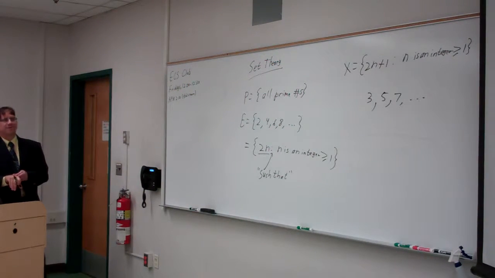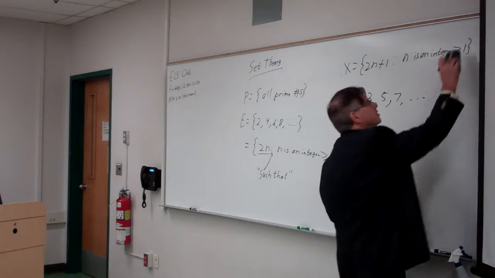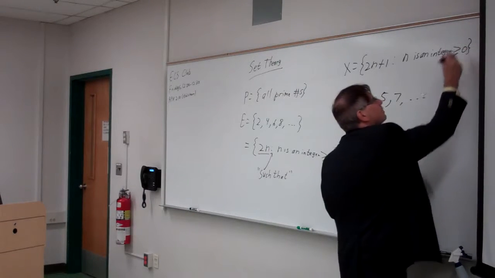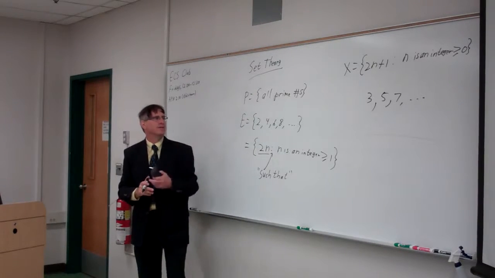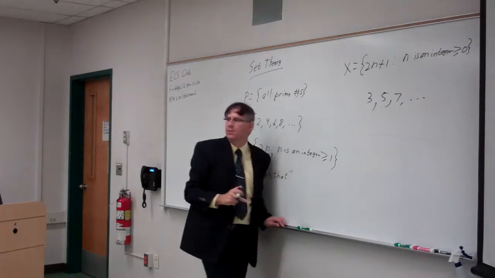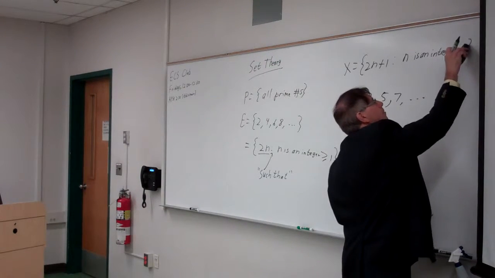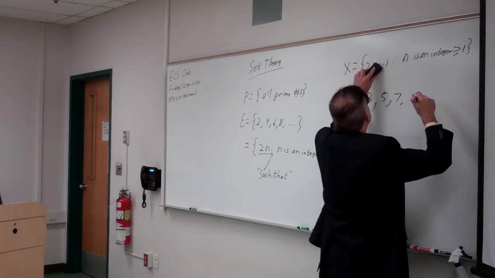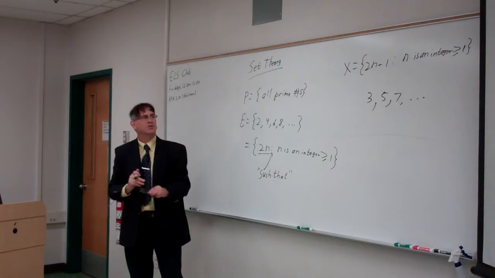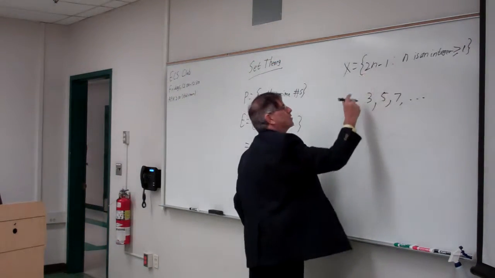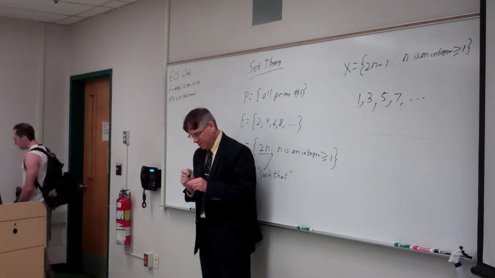If I wanted odd numbers that included 1, I have a few options. One option would be to let n be bigger than or equal to 0. Because now if n is 0, then this would be 2 times 0 plus 1. That would include 1. Or I could do 2n minus 1. Because now if n is 1, this is 2 minus 1 is 1. If n is 2, it's 4 minus 1 is 3, and so on. So we can extend that.